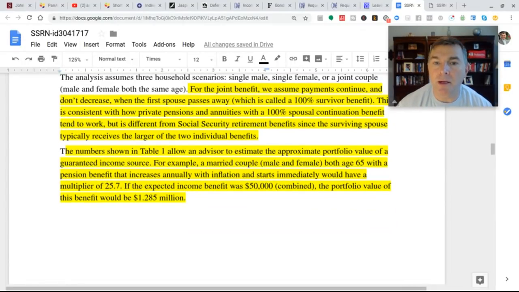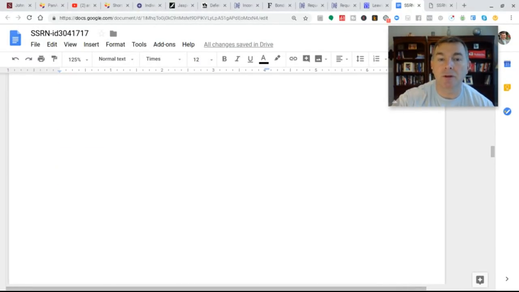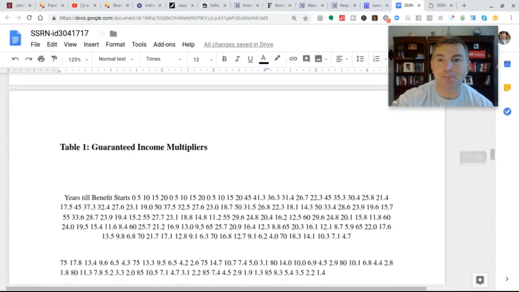For example, a married couple, male and female, both age 65 with a pension benefit that increases annually with inflation and starts immediately would have a multiplier of 25.7. I know this seems like we're getting in the weeds, but bear with me. If the expected income benefit was $50,000, the portfolio value of this benefit would be $1.285 million. So I'm going to show you what I'm talking about.